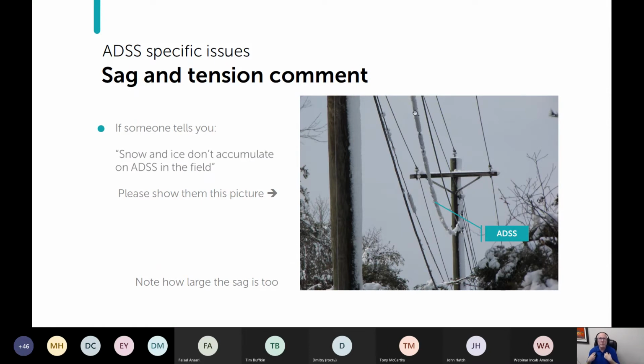I only have those people that argue that ice doesn't accumulate on ADSS. They have to defend their position, because all I have to do is show one picture like this that shows here's an ADSS cable with plenty of ice loading on it, and you can see how great its sag is compared to the conductors around it. It also even looks like there's a second dielectric cable installed here that didn't get the ice loading on it, but I only got to show one.